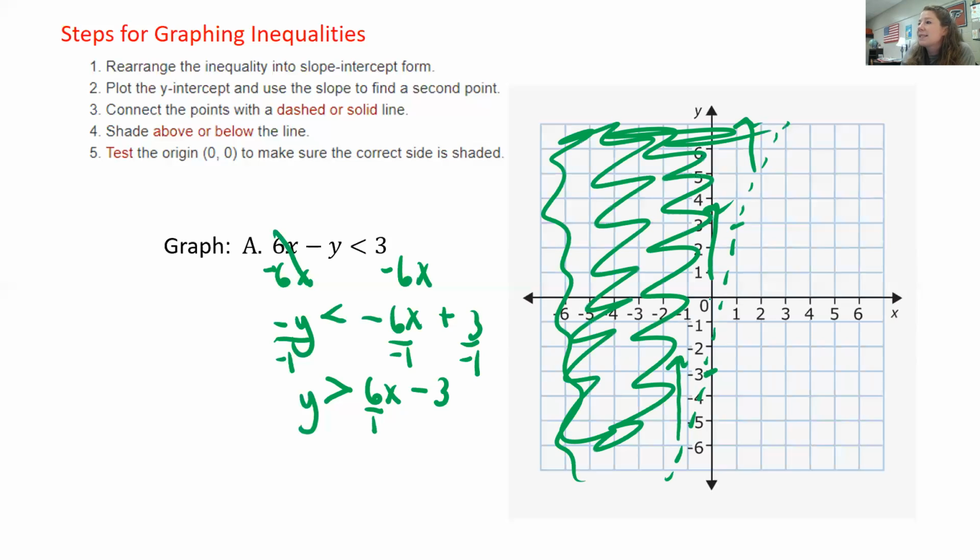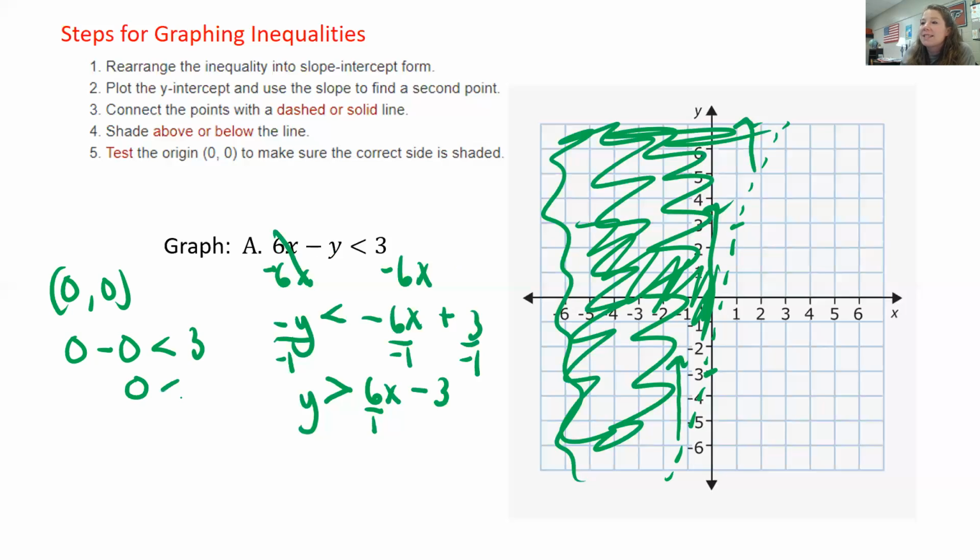So if I picked 0, 0 and plugged it in, it should be true because it's part of my solution set, correct? It's in the shaded area if I shaded it all in. So if I'm going to test 0, 0: 6 times 0 is 0, minus y, if y is 0, so 0 minus 0 is 0. Is 0 less than 3? Yes, that's true. And it should be because it's part of my solution set.